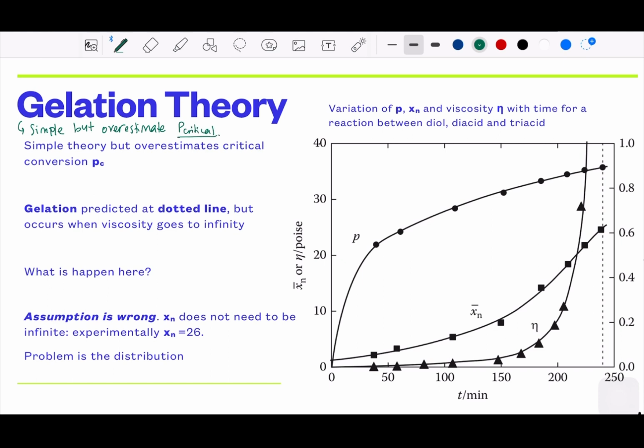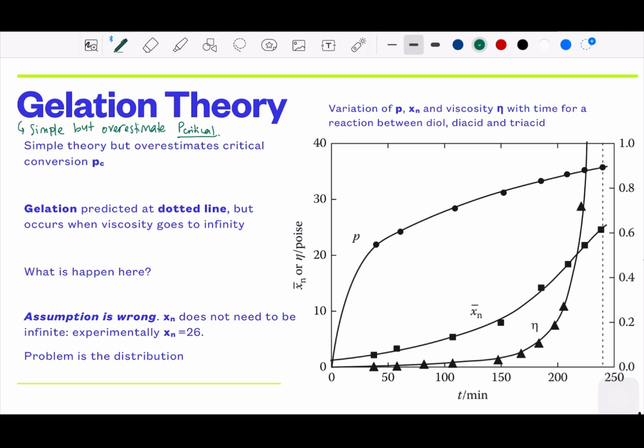Because it overestimates P critical, it cannot predict if we take some variations like this. We cannot really make sure what's happened. Experimentally, the degree of polymerization is only 26. It doesn't need to be infinite. If we see here, the degree of polymerization is around 26. So it doesn't need to be going to infinite.